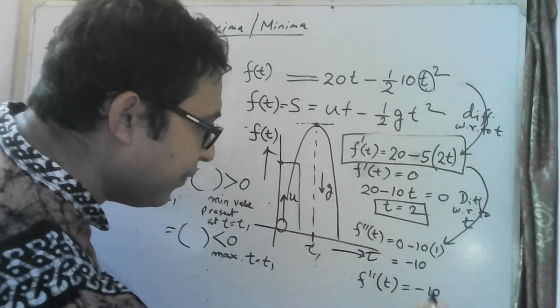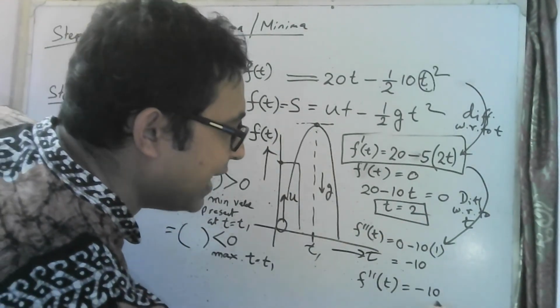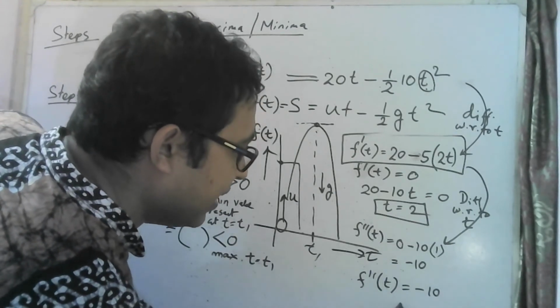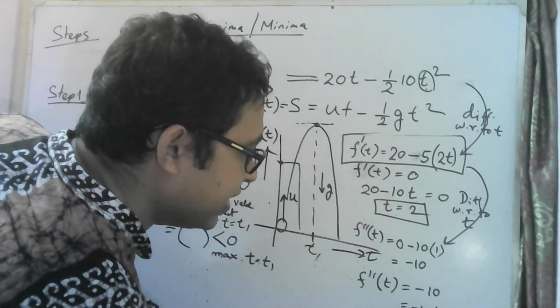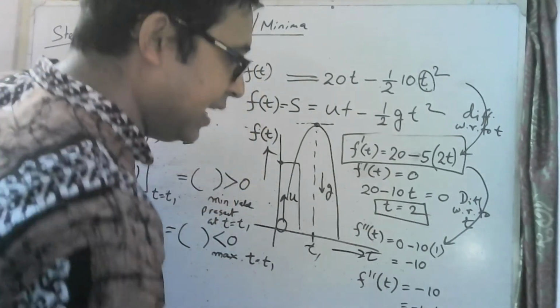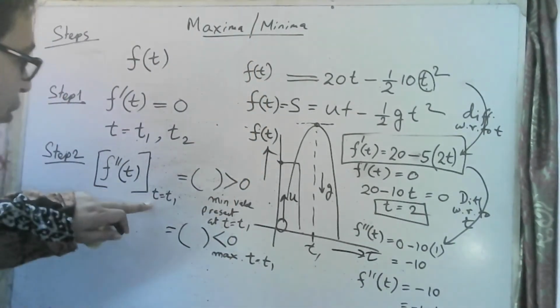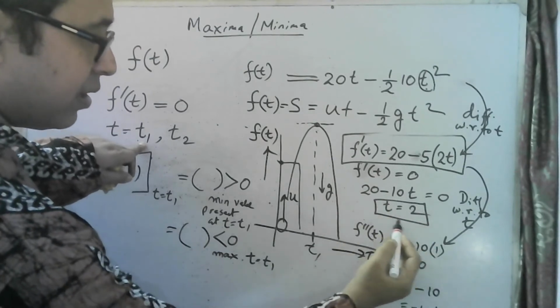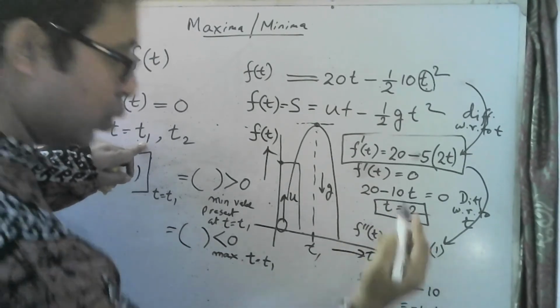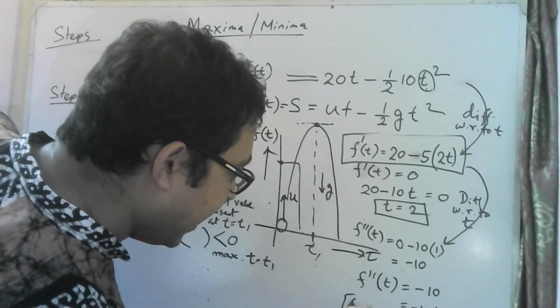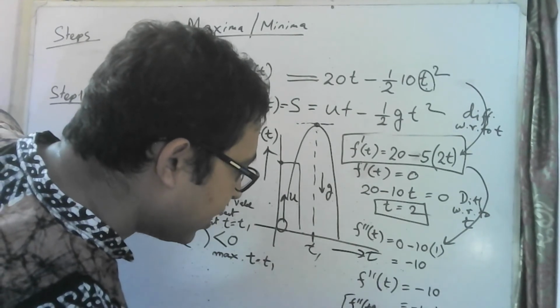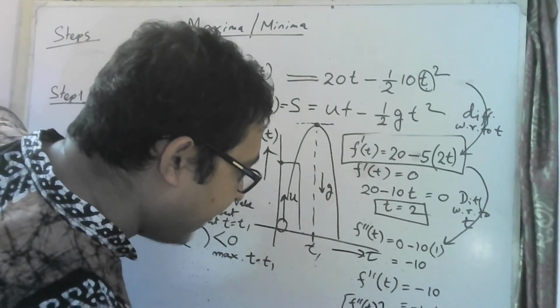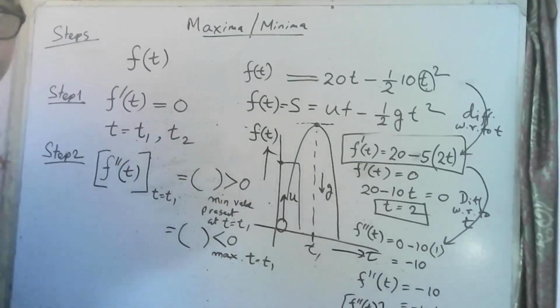If this function came as something like minus 10t plus 1 or something like that, in that case, if we put the t1 value, what we have to find out? T1 value is 2. So we may find out the value of f double dash t.